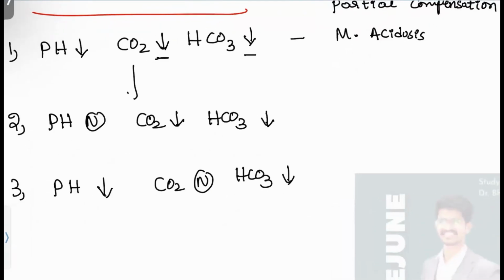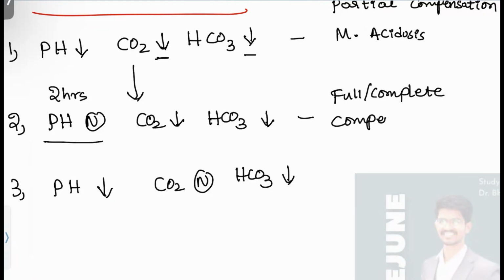After 2 hours, this patient has a normal pH, while CO2 and HCO3 are still in the primary disorder. That means your pH is already normal, your body has tried to compensate, and your compensation is completed. This is the full or complete compensation of the metabolic acidosis.